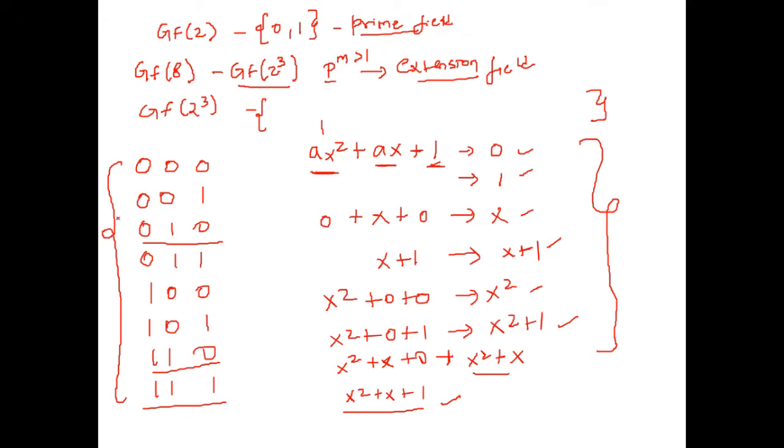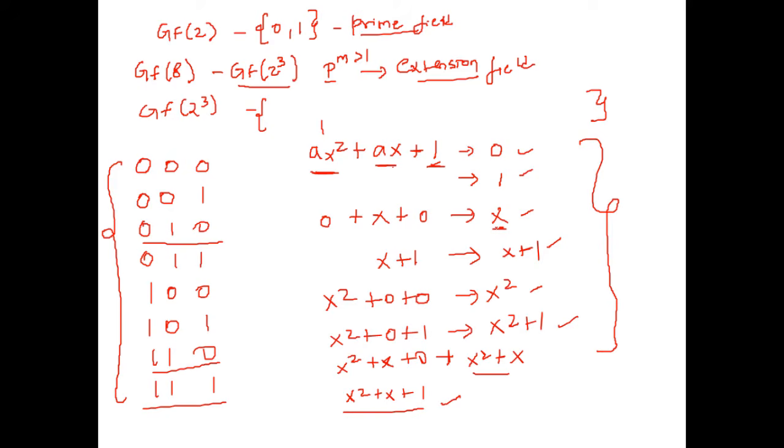So if it is 0 1 0, what is the polynomial? This term will be a 0, this term will exist, this term will be a 0. Whereas here, when a term exists, a is considered to be 1. So what will be there? x. So 0 1 0 is nothing but x.